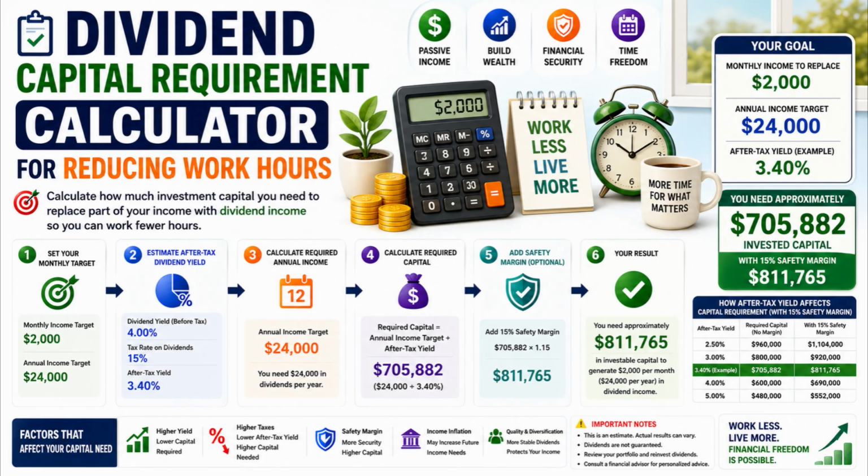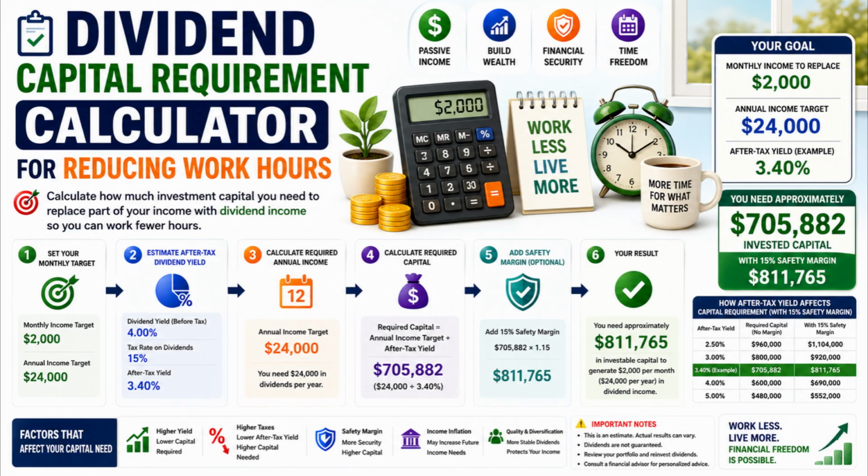On the other hand, if the after-tax yield rises to 4%, the capital required falls to approximately $600,000, and with the 15% margin, it increases to around $690,000. Likewise, if the after-tax yield reaches 5%, the capital required drops further to approximately $480,000, and with the safety margin, it becomes about $552,000. These comparisons make one important point very clear. A higher sustainable after-tax yield reduces the amount of capital required.